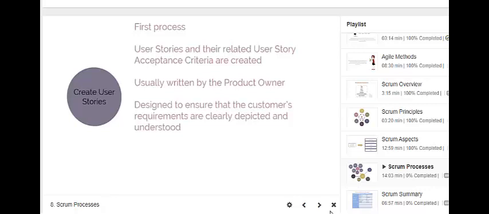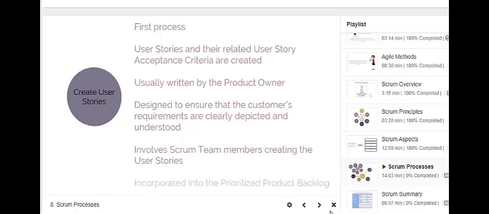User story writing exercises may be held. This involves Scrum team members creating the user stories. User stories are incorporated into the prioritized product backlog.